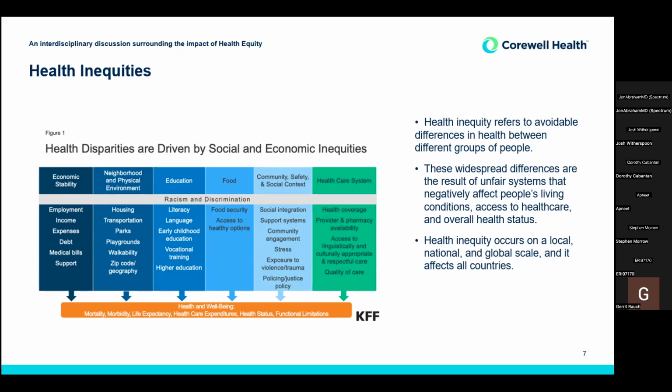This doesn't just happen in our own community or here in Michigan or even here in the United States. This is a global scale. It affects all countries. People born in areas where poverty is high might have reduced access to safe housing or clean water, healthy food, or education. All of this is impacting their health. On this chart, you can also see how racism and discrimination is impacting all of these, resulting in changing everyone's health and well-being, impacting mortality, life expectancy, and health status. Functional limitations can be noted as well. It creates such a divide. Changes in our government policy are truly necessary to even begin to overcome this.